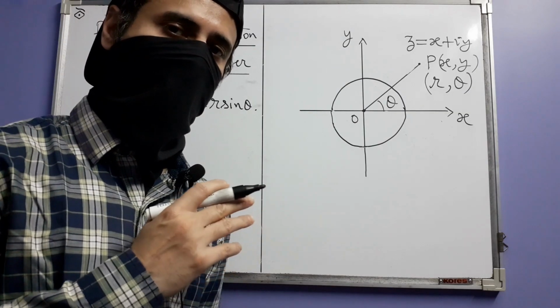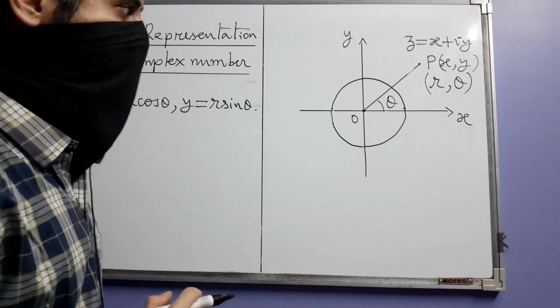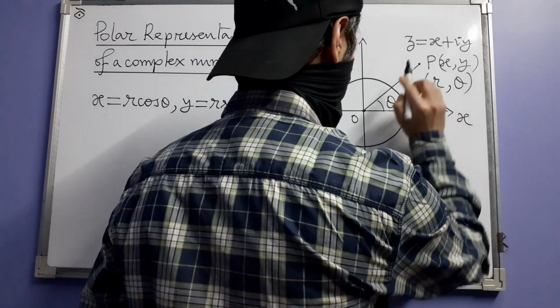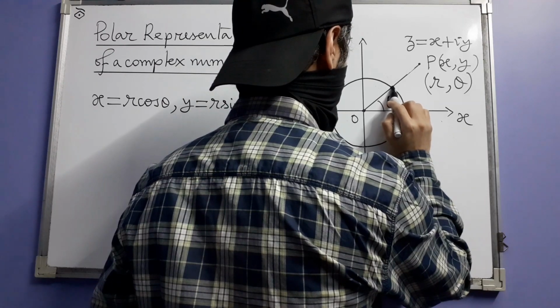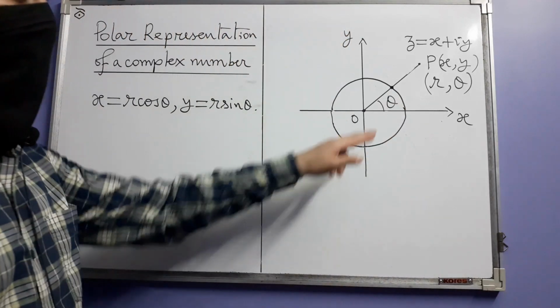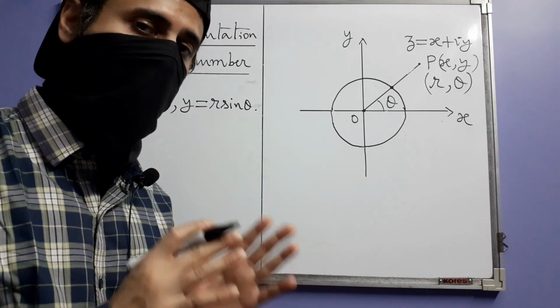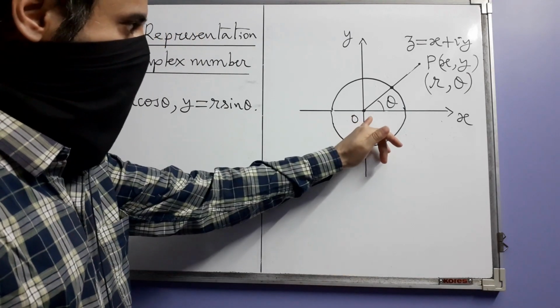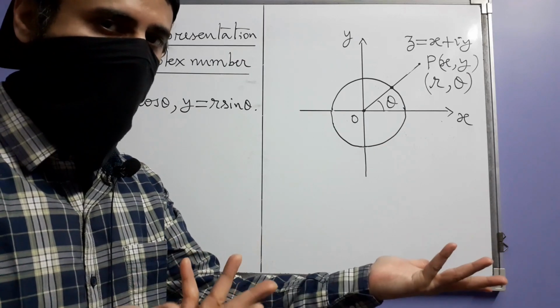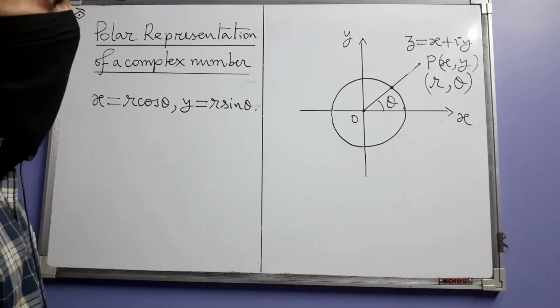And the answer is this. You see, say you consider this point. So what we have done here is that we have drawn the unit circle centered at the origin and having radius 1, of course, because it's the unit circle.